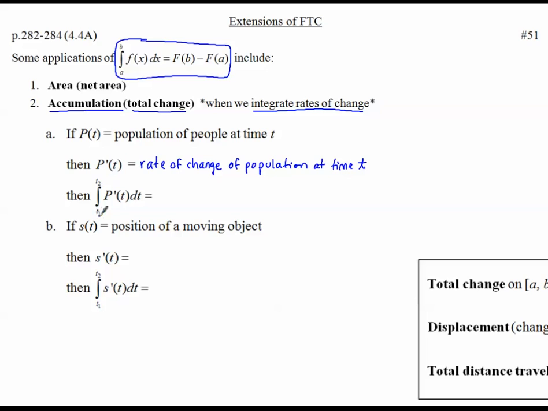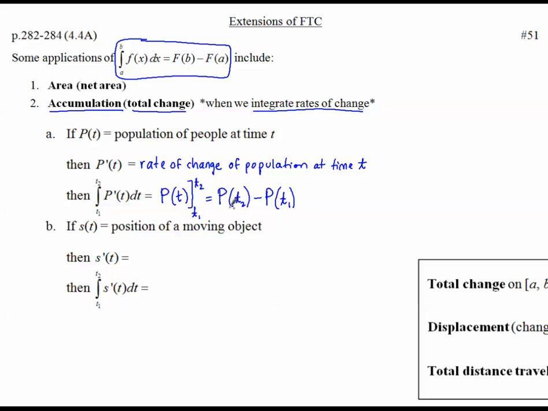The integral from t sub 1 to t sub 2, 2 points in time, of P prime of t dt, well, using our fundamental theorem of calculus, when I integrate the derivative, I get the antiderivative. The antiderivative of P prime of t is P of t, and it's evaluated from t sub 1 to t sub 2, which means it's capital P of upper limit t sub 2 minus capital P of lower limit t sub 1. Well, think about what that represents.